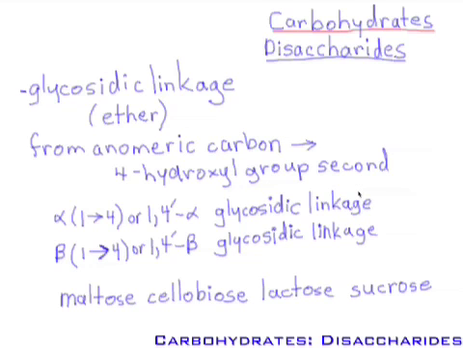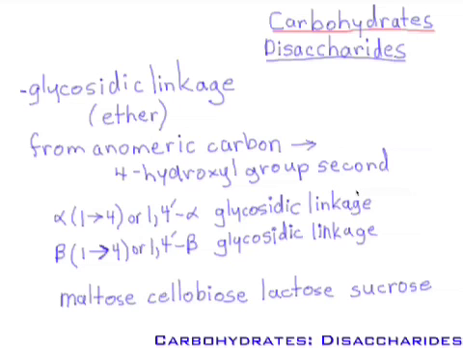In this scribblecast lecture, we're continuing with our study of carbohydrates, and we're going to move on from monosaccharides and take a look at disaccharides. Disaccharides are carbohydrates composed of two monosaccharide units. These units are joined together by what is called a glycosidic linkage. This is an ether linkage or a carbon-oxygen to carbon linkage.